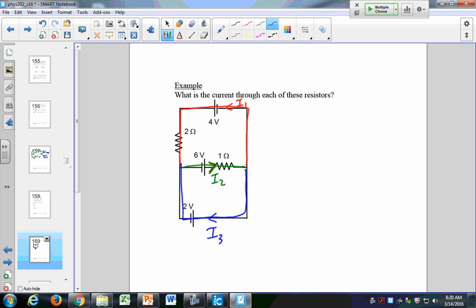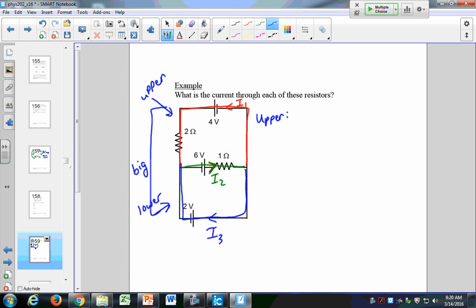I have 3 loops. I have the upper loop, I have the lower loop, and then I have the big loop. And we can write the loop rule for each of those. So for this one, let's write it for the upper loop first.